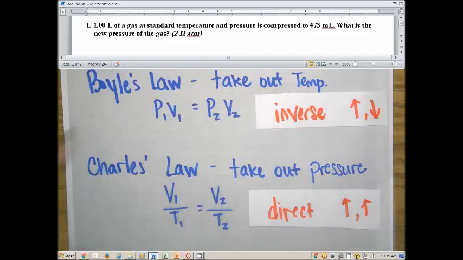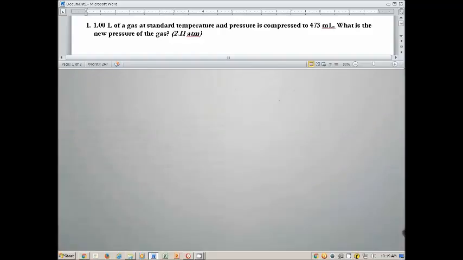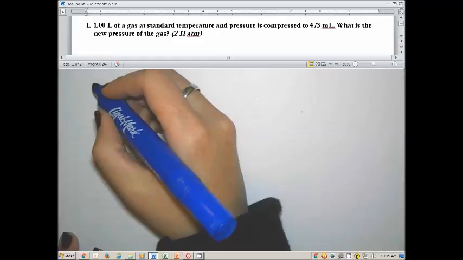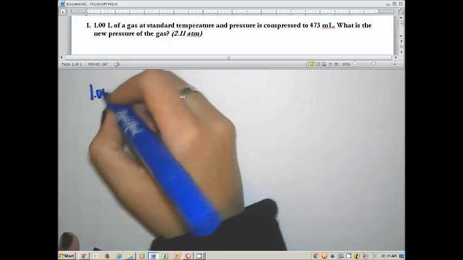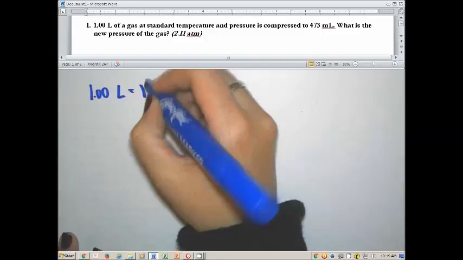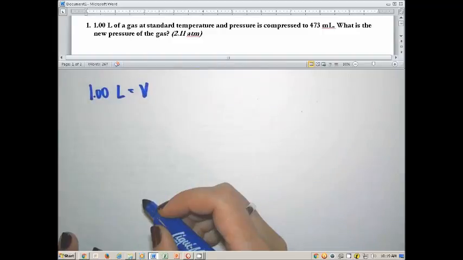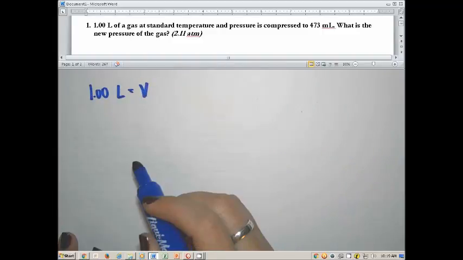So here we go. Here's our first one. Our steps to problem solving. Our first step is going to be to write down what you know. That's always going to be my recommendation, is to make a list. And right here it tells me that I have 1 liter of a gas. And I recognize liter as a unit of volume. So I have a V. And that gas is at standard temperature and pressure.